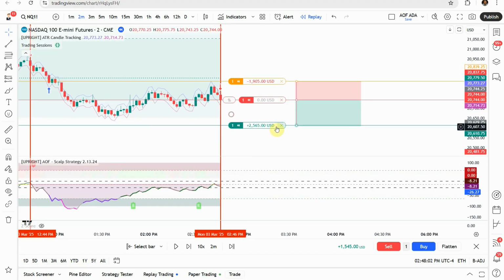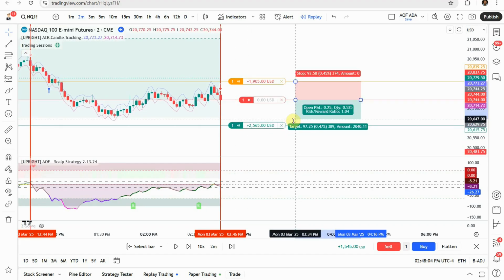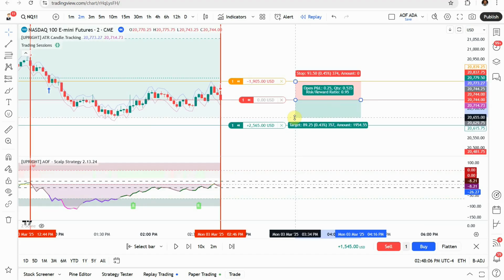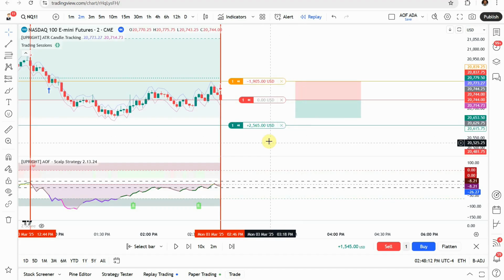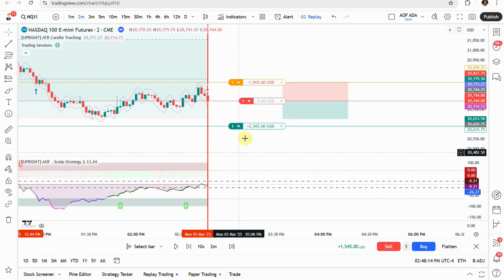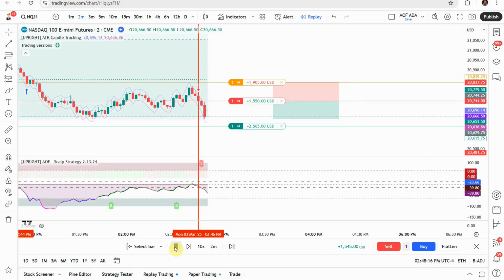Now, one of the other rules I set was if price comes down and hits a 1 to 1, I would move the trade to break even. So what I did was set the trade tool right there so I could see if it came down and hit the 1 to 1 before it hit the take profit. Let's go ahead and play this one forward.